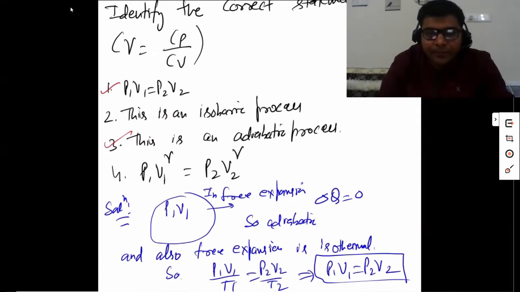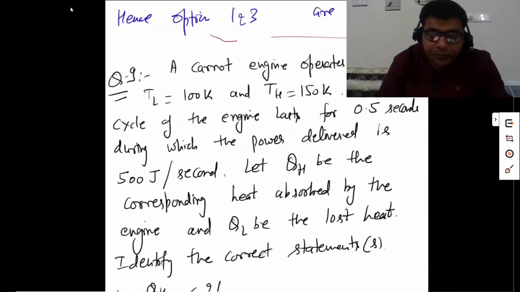a free expansion. Okay, for a usual adiabatic process the fourth would have been the correct answer, but it's adiabatic as well as isothermal. So this particular equation is not applicable in this particular case. So the options 1 and 3 are correct.